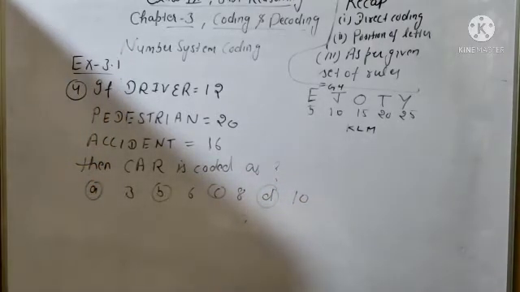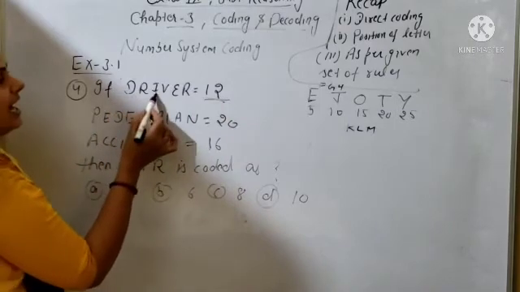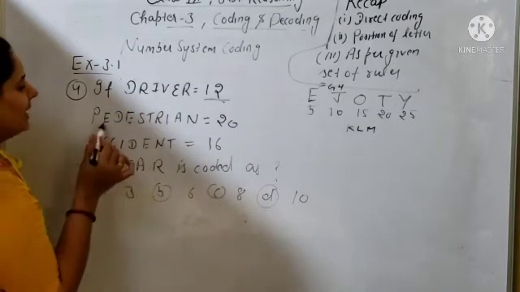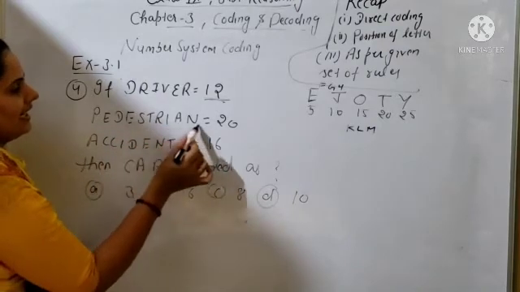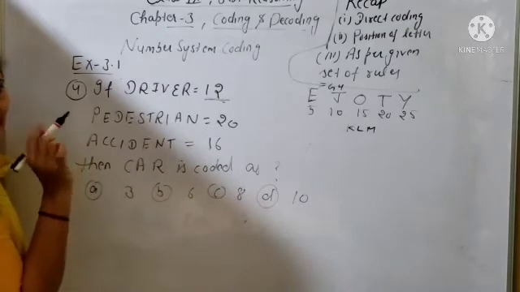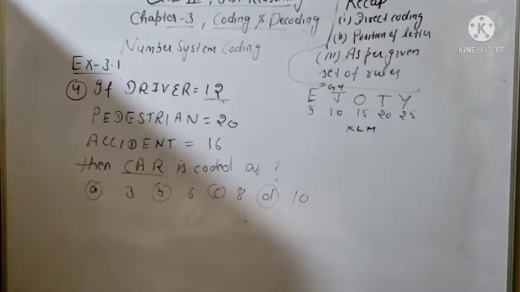So here what is the question, beta? Question is given like that: if DRIVER is coded as 12, PEDESTRIAN is coded as 20, ACCIDENT is coded as 16, then what is CAR coded as? So here also you have to find any trick or some rule.